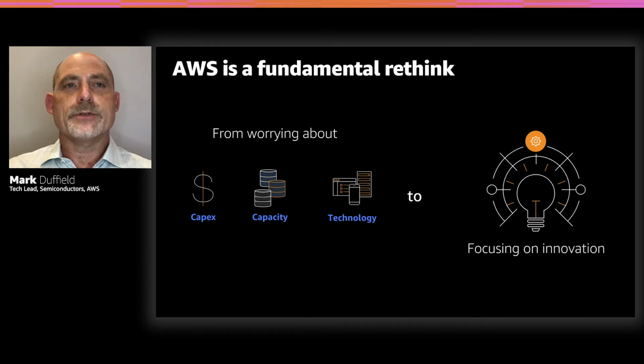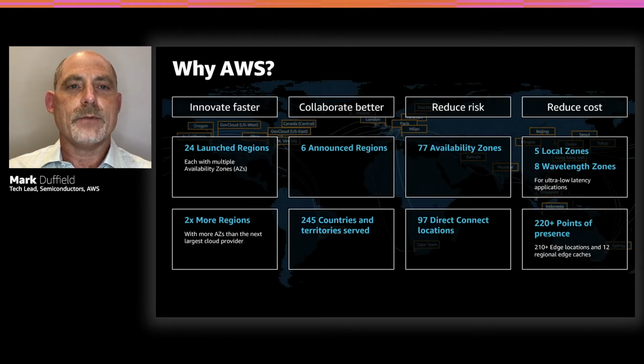And speaking of infrastructure, when you think about the capabilities that AWS has, this is just a brief and terse list of what we have currently. We have 24 launched regions, and each one of these regions has several availability zones. We also have 6 more announced regions on top of that, and a total of 77 availability zones.